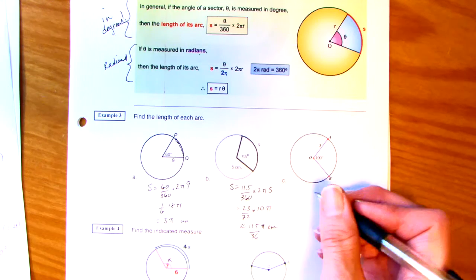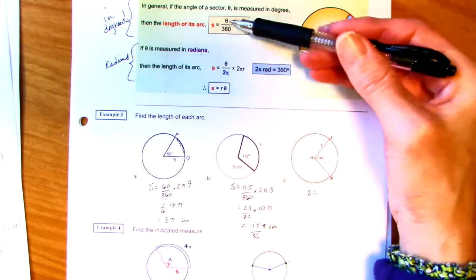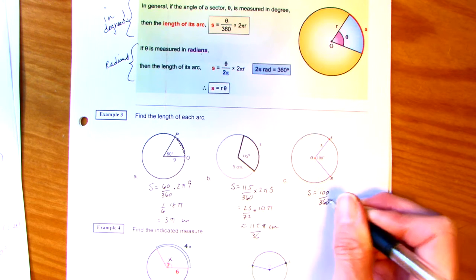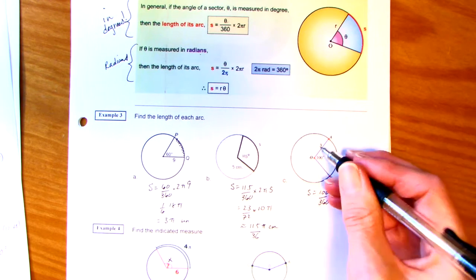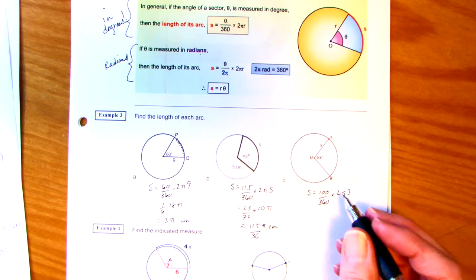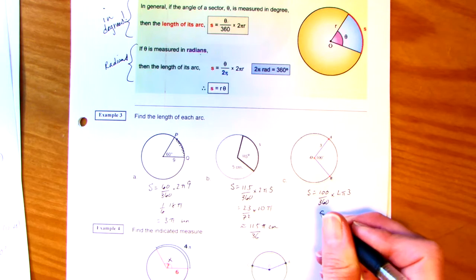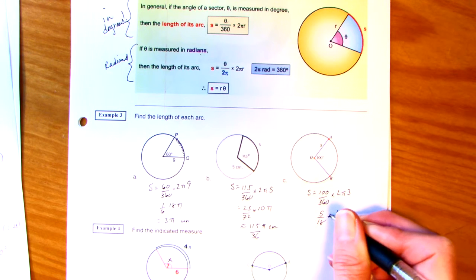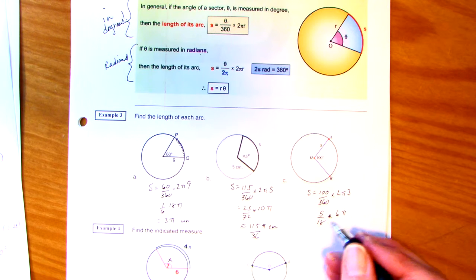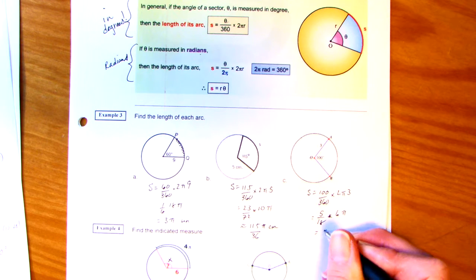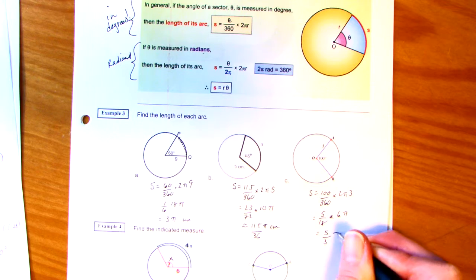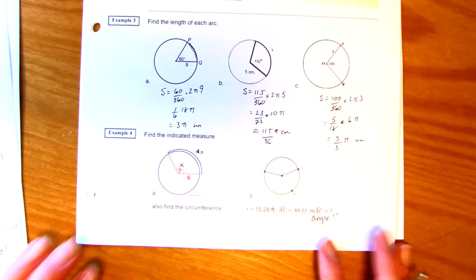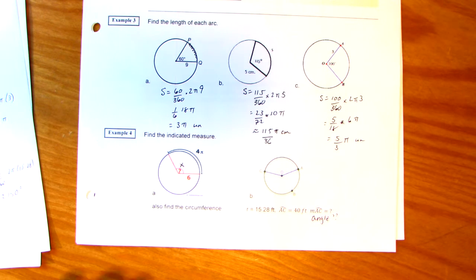How about this one? No units here. S is equal to the angle divided by 360, so I have 100 divided by 360 times 2 pi r, which is 3. So 100 over 360 will reduce totally to 5 over 18 times 6 pi. 6 goes in 18 3 times, so this will be 5 over 3 pi. And again, I don't know what the unit is. So far, so good? Okay, now, let's go backwards.